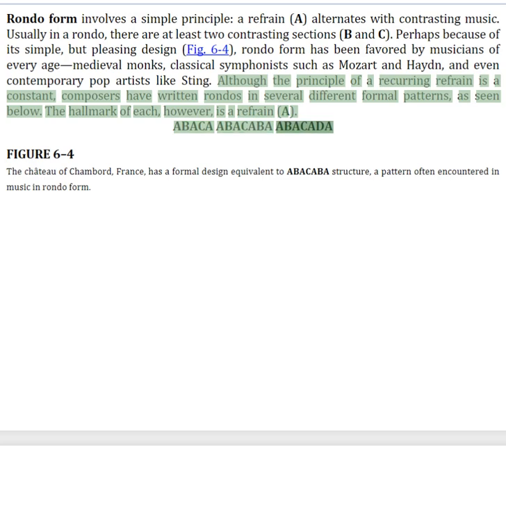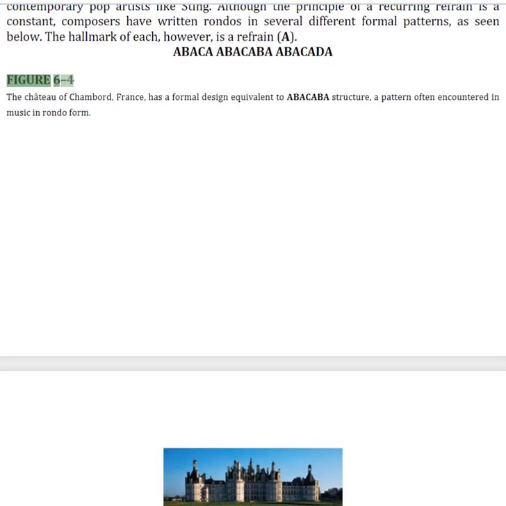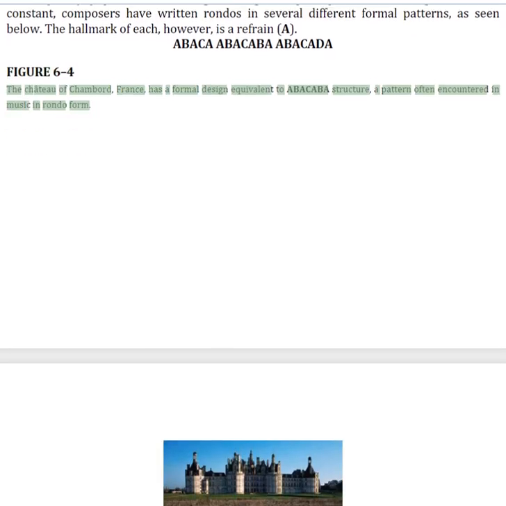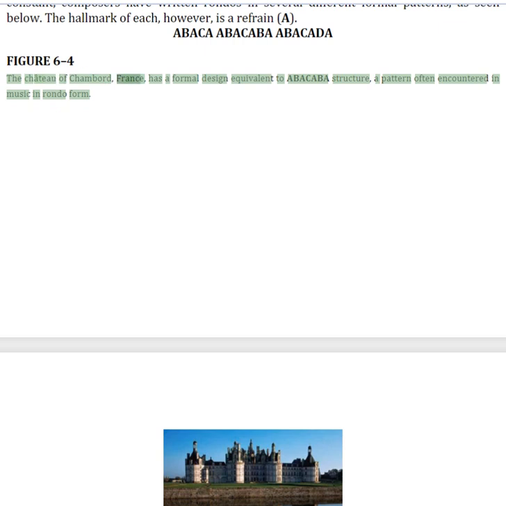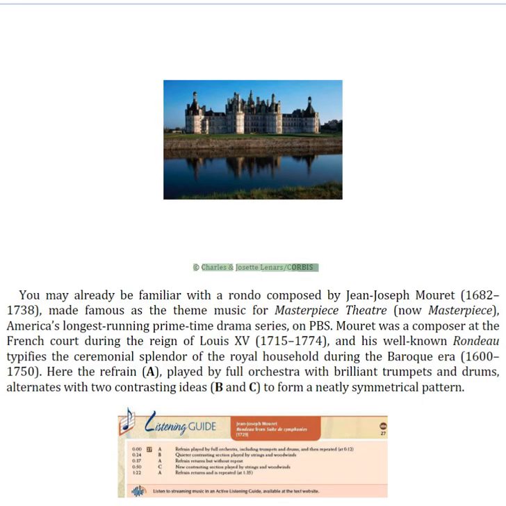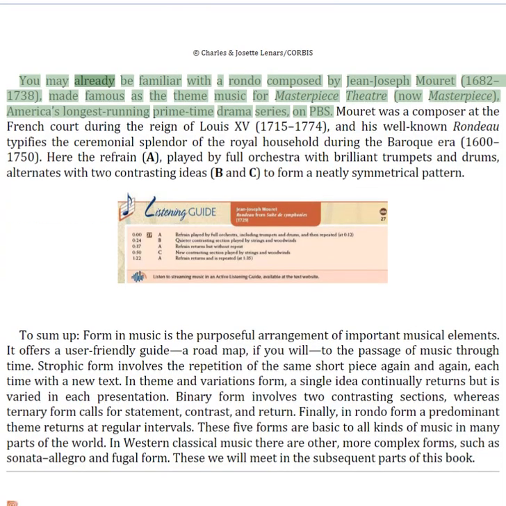ABACA, ABACABA, ABACADA. Figure 6.4. The Château of Chambord, France, has a formal design equivalent to ABACABA structure, a pattern often encountered in music in rondo form. Charles and Josette Lieners Corbis. You may already be familiar with a rondo composed by Jean-Joseph Mouret, made famous as the theme music for Masterpiece Theater, America's longest-running primetime drama series, on PBS.